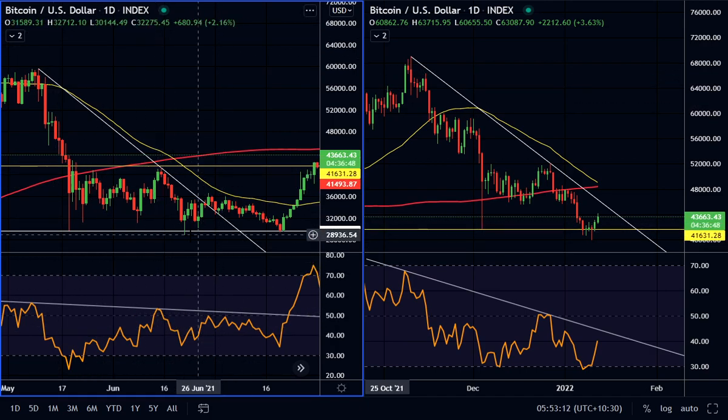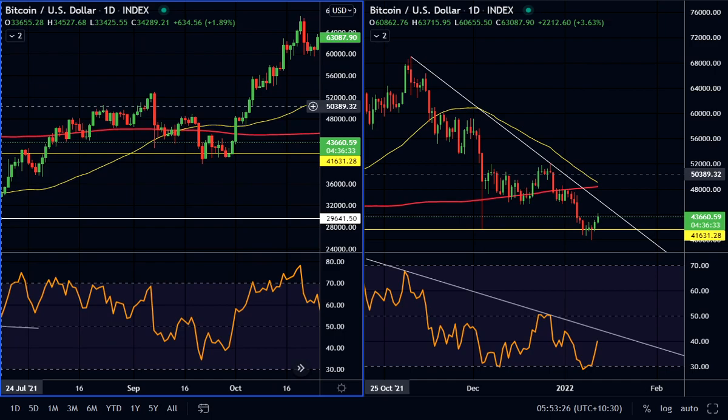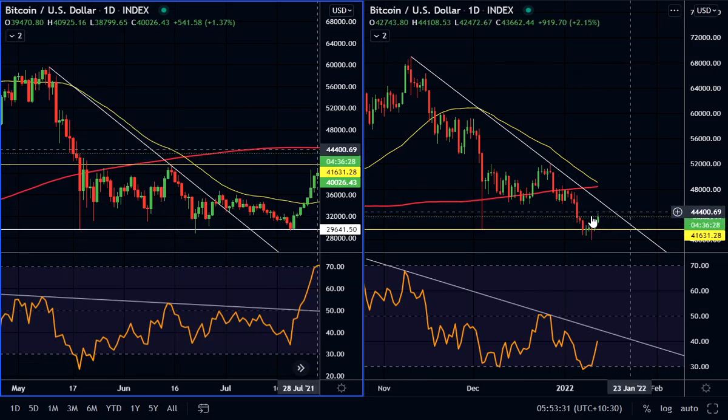We can see on this previous consolidation, we did break this white trend line here. We didn't break the RSI trend line until we got to this area, and that's when we really started moving up again. So we'll have to see if this plays out the same.